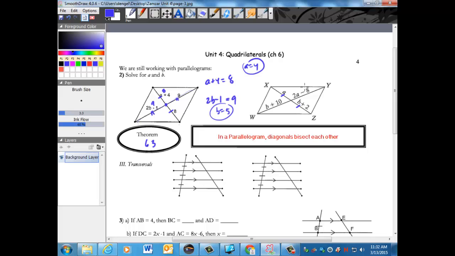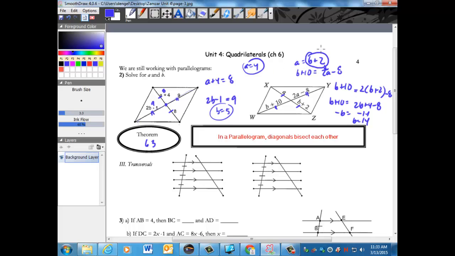Alright, next we have a is equal to b plus 2. And we have b plus 10 is equal to 2a minus 8. I would use substitution here. It's set up for that. We're going to circle b plus 2, substitute into this a down below. So b plus 10 is going to equal 2 times parentheses b plus 2 minus 8. We get b plus 10 equals 2b plus 4 minus 8. Negative b is equal to negative 14. b equals 14.